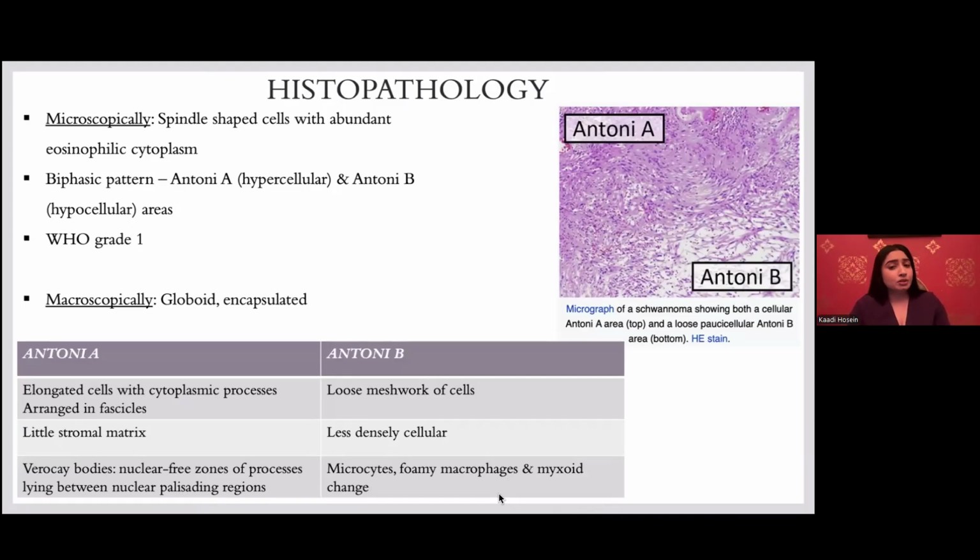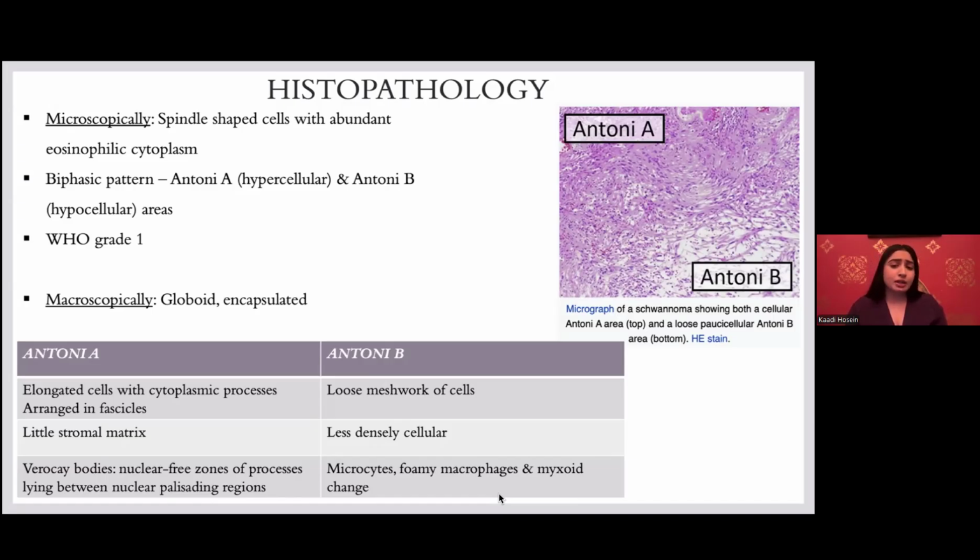In terms of the histopathology, two histologic types of tissue have been identified in a biphasic pattern, which is shown in the micrograph on the right. Microscopically, they are composed of spindle-shaped cells with an abundant eosinophilic cytoplasm. Histology comprises Antoni A, or narrow elongated bipolar cells, hypercellular in a palisading pattern, and Antoni B fibers, which are loose, reticulated, of spongy texture with markedly reduced cellularity. Macroscopically, it appears globoid and encapsulated.